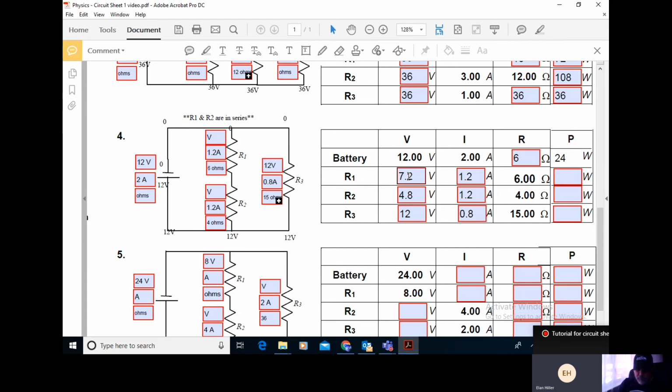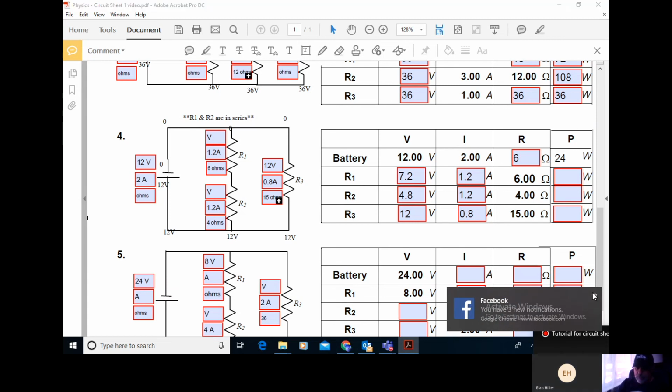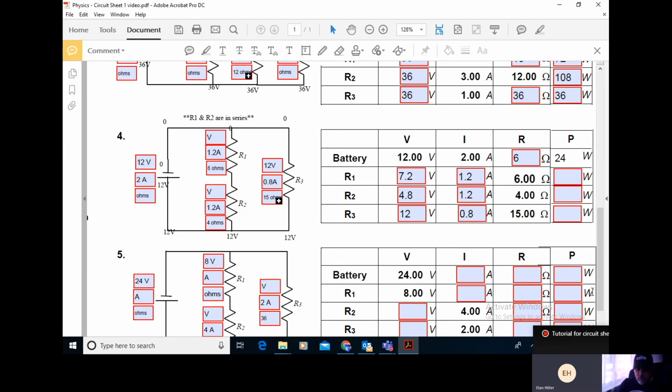Now this is getting a little bit weird. So 7.2 times 1.2 is 8.64 watts. 4.8 times 1.2 is 5.76 watts. And 12 times 0.8 is 9.6 watts. So make sure you add these up: 8.64 plus 5.76 plus 9.6. And indeed, all three of these add up to 24 watts. We know we did circuit puzzle number 4 correctly.